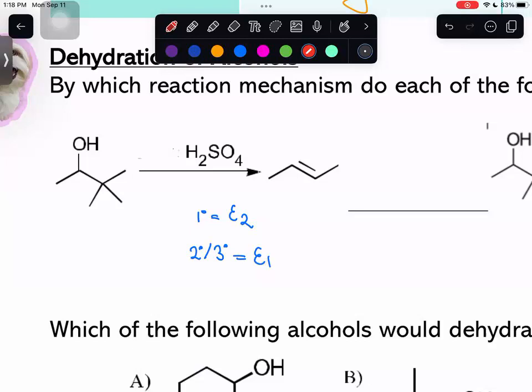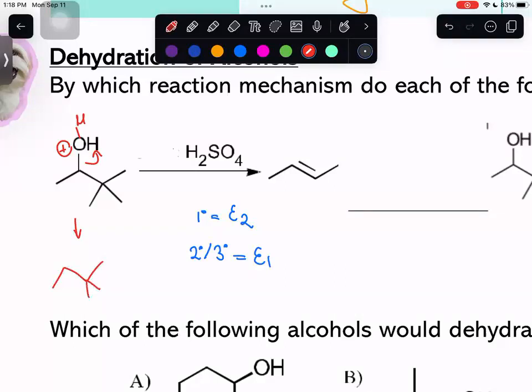To make it a better leaving group. Alcohol on its own is not really good. But yes, once you protonate it, let's just say that we add one more hydrogen, that oxygen gains a positive charge. So eventually it's gonna go away. You're left with a carbocation.